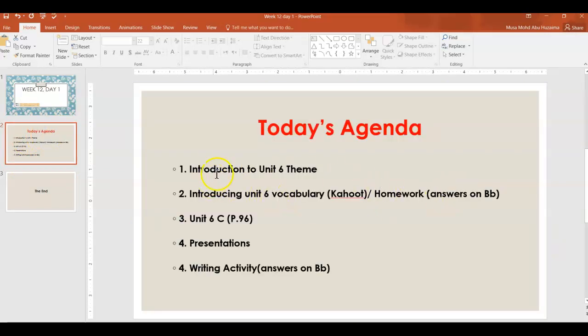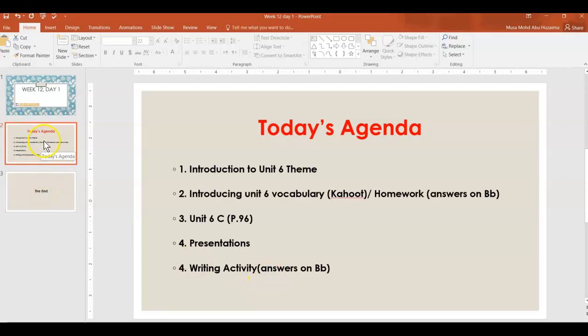For today's agenda, I will introduce Unit 6 theme for you, and then we'll take some vocabulary, Kahoot, and then I have assigned a homework for you to do on Blackboard. And then we'll take Unit 6C, page 96. Then I'll explain about presentations that you should deliver after 2 weeks in week 14. And the last part is a writing activity. It's a practice for this week's exam. Okay, we have a writing exam this week, and this one is similar to the one you will take on day 3 of this week.